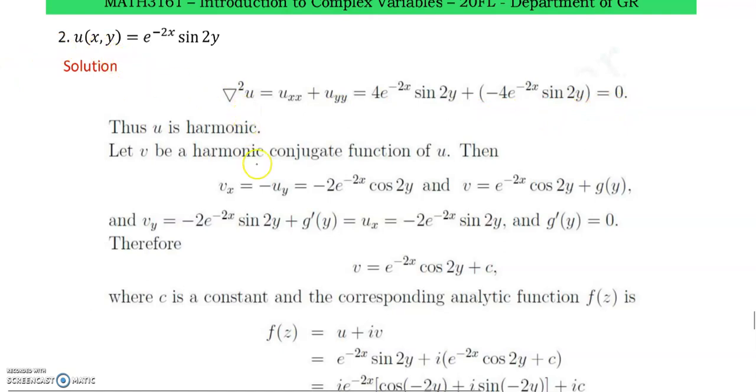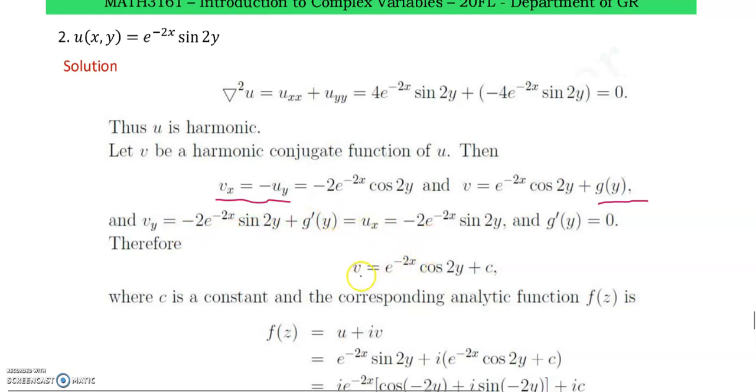To find v, I am using the CR equations condition. Here I am using the second condition of the CR equation. You can take anything, first one or second one. I am taking the second one, so you must understand we are going to integrate with respect to x. That's why here I am putting g of y. This is the one difference from the previous question. Next you can find v_y and then g dash of y, by using the first equation of CR.